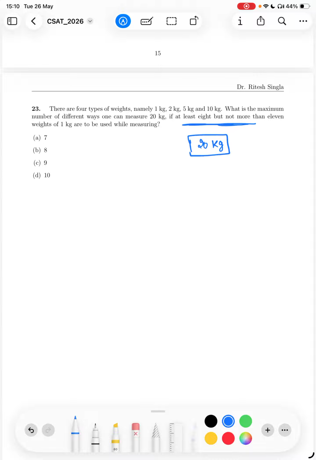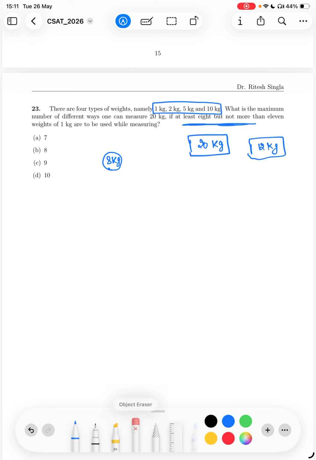8 of 1. So 8 kgs are already gone. So basically you need to measure 12 kgs. They are asking in how many different ways you can measure 12 kgs using these. And now you do not have any restriction. The only restriction is you cannot use the 1 kg dumbbell more than 3 times, basically.